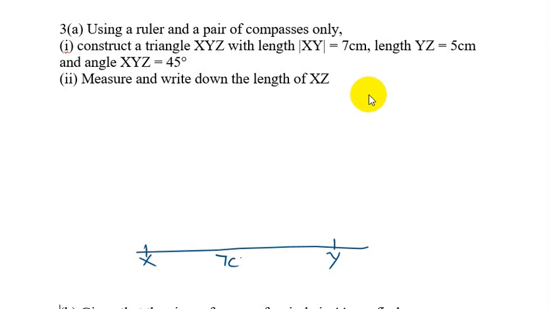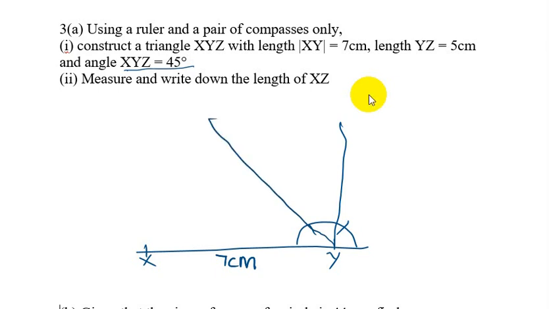That is 7 centimeters, and we are told that YZ is 5 centimeters, but we can't just do the YZ 5 centimeters right now. We have to do the angle first, this angle. Okay, so we will draw the angle 45 degrees on this one. So we'll draw our semicircle, we'll bisect into two. We'll draw 90 first, then we bisect the 90 to get 45.